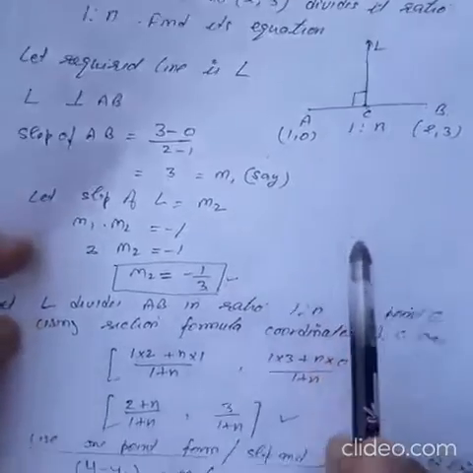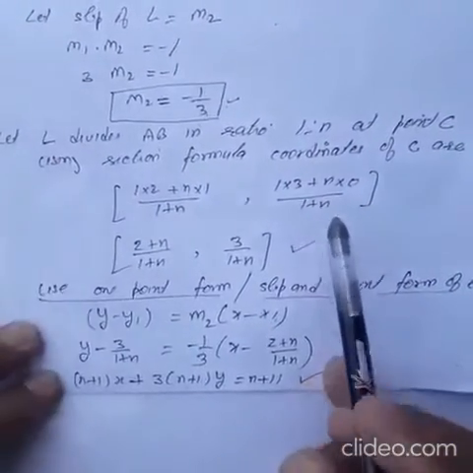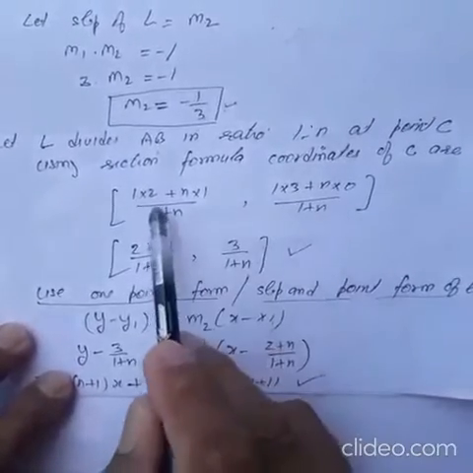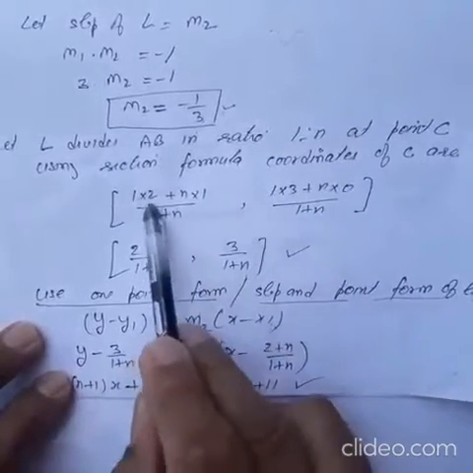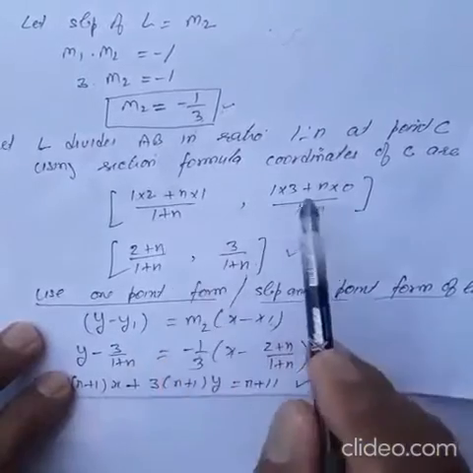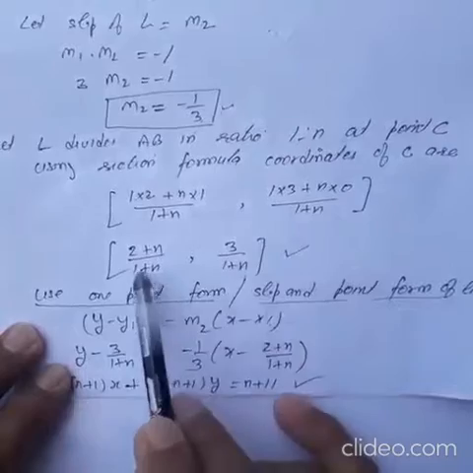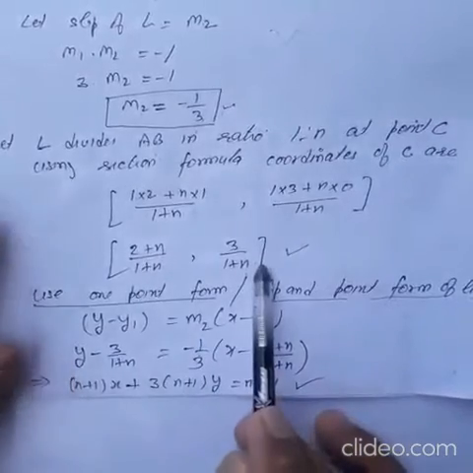Similarly for the y coordinate. So you find the C coordinate using the section formula. This is the x coordinate: (1 into 2 plus n into 1) upon (1 plus n). Similarly the y coordinate: (1 into 3 plus n into 0) upon (1 plus n). After calculation, this is the C coordinate.